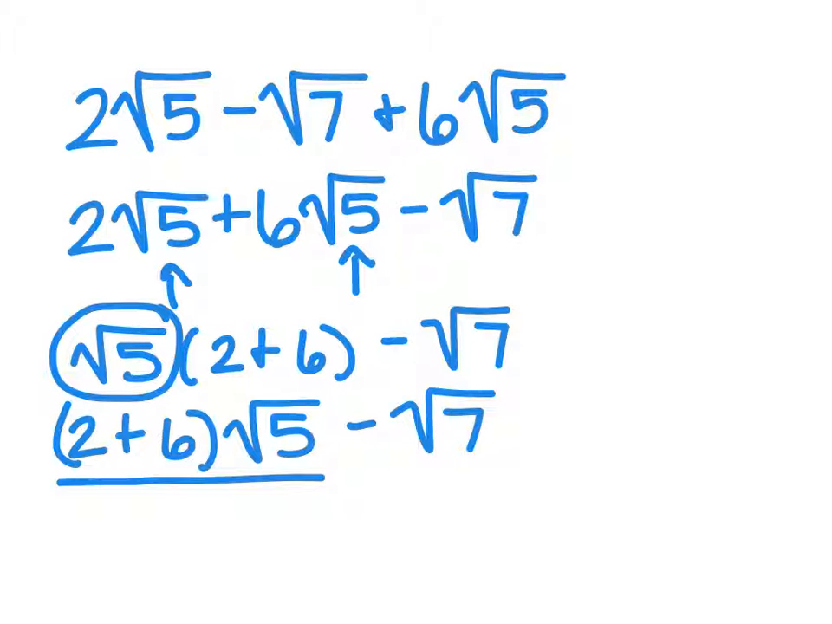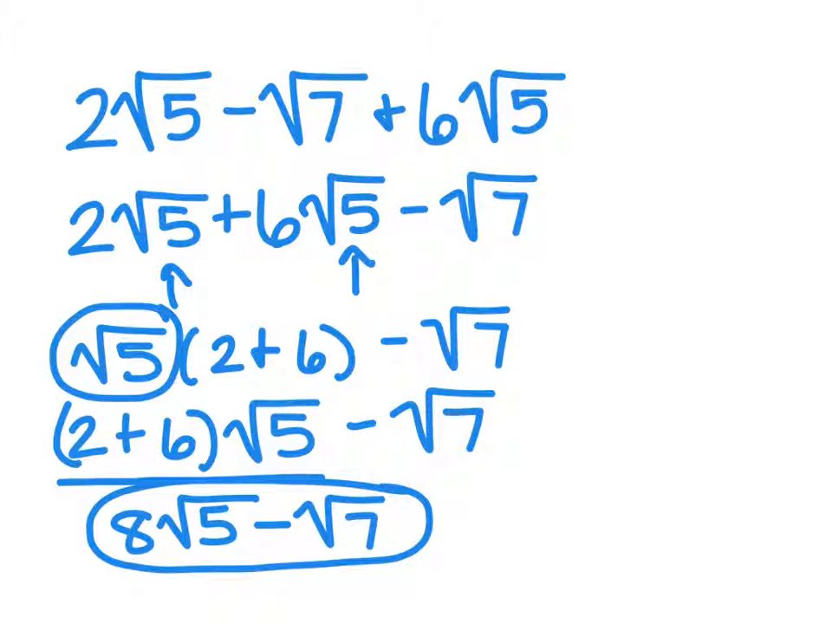So our next step would be to add 2 plus 6, giving us 8, times the square root of 5, minus the square root of 7. So this is your final correct answer: 8 times the square root of 5, minus the square root of 7.